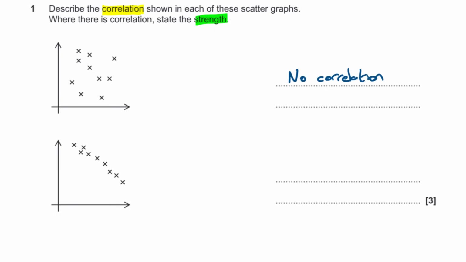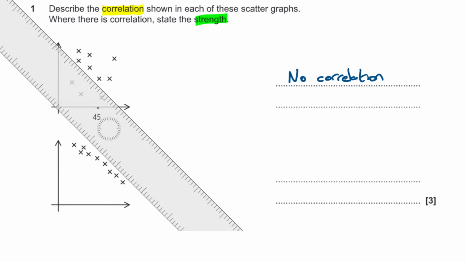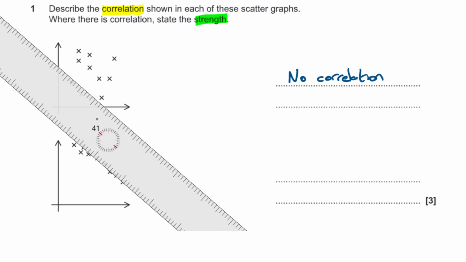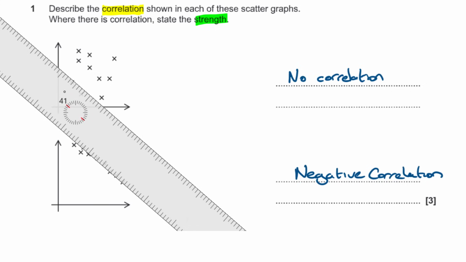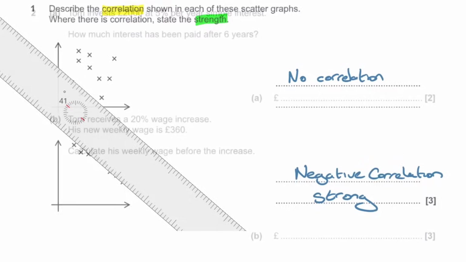On the second one though, we've clearly got some correlation going on here, haven't we? All these points are marching down the page like that. So when you've got the line of best fit sloping downwards from left to right, we call that negative correlation, which means as one increases, the other one decreases. And look, they're all hugging the ruler pretty close, aren't they? I'd say that's very strong. So I'm going to say that it is strong. Okay, so I've given the correlation and I've stated the strength, so I think we're good. Let's move on.